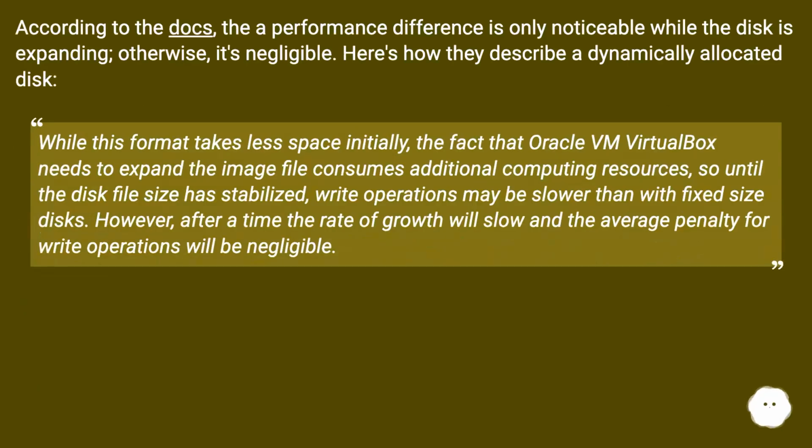According to the docs, the performance difference is only noticeable while the disk is expanding, otherwise, it's negligible. Here's how they describe a dynamically allocated disk. "While this format takes less space initially, the fact that Oracle VM VirtualBox needs to expand the image file consumes additional computing resources, so until the disk file size has stabilized, write operations may be slower than with fixed-size disks. However, after a time the rate of growth will slow and the average penalty for write operations will be negligible."